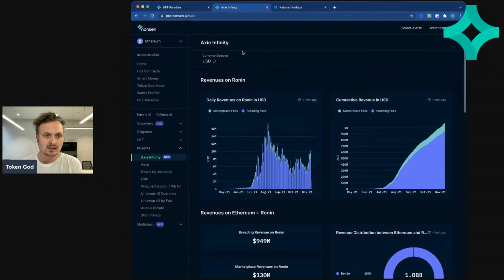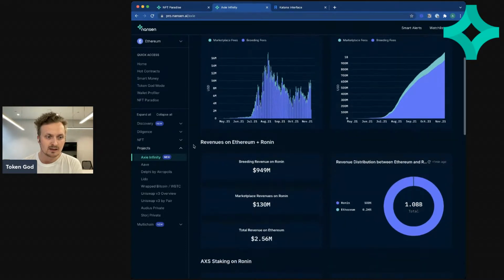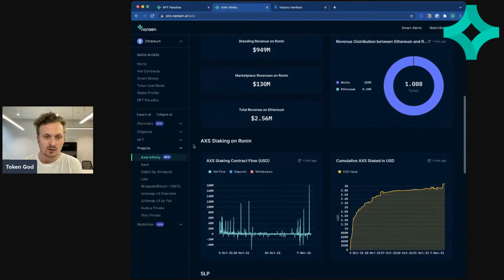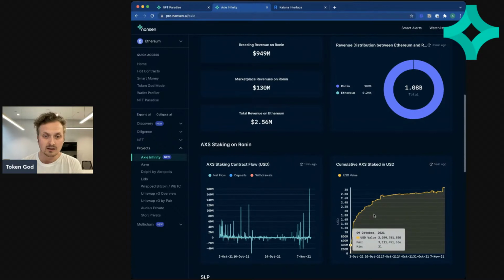And we can see here, when it comes to revenues on Ronin and also cumulative revenues from marketplace fees and breeding fees, it's been going up again after there was a little bit of a dip, but it's been going up the last week in terms of marketplace fees and breeding fees. And you can also see that the staked AXS tokens have been increasing over time.